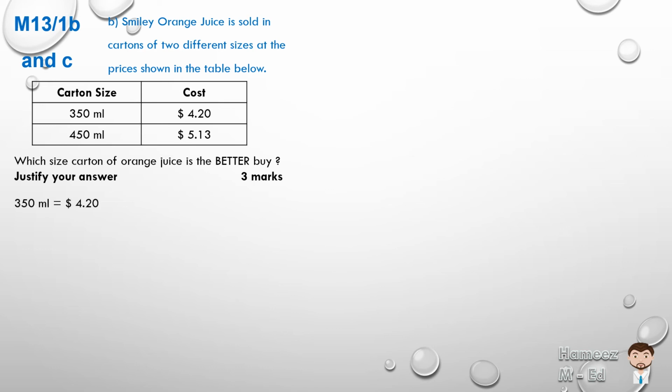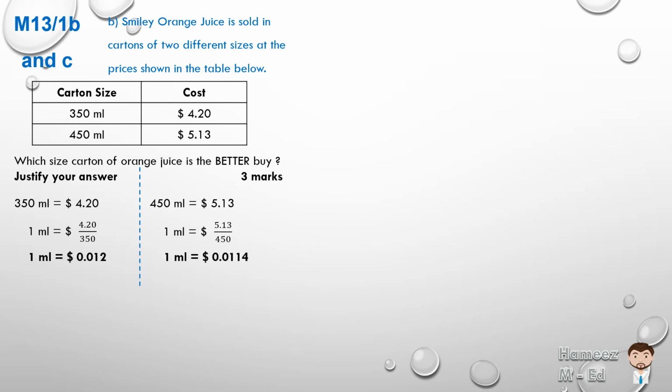350 ml would be $4.20. So 1 ml, if we divide by 350 on the left-hand side, we do the same on the right-hand side, works out to be 0.012. And if we do the same thing for 450 ml, which is equal to 513, then 1 ml will be 513 over 450, which works out to be 0.0114. And if we compare the two of them, 0.012, let's add a 0 at the end, and compare it to 0.0114, let's compare the 120 to the 114. Clearly the 114 is cheaper. As such, the one on the right-hand side, the 450 ml size, is the better buy.